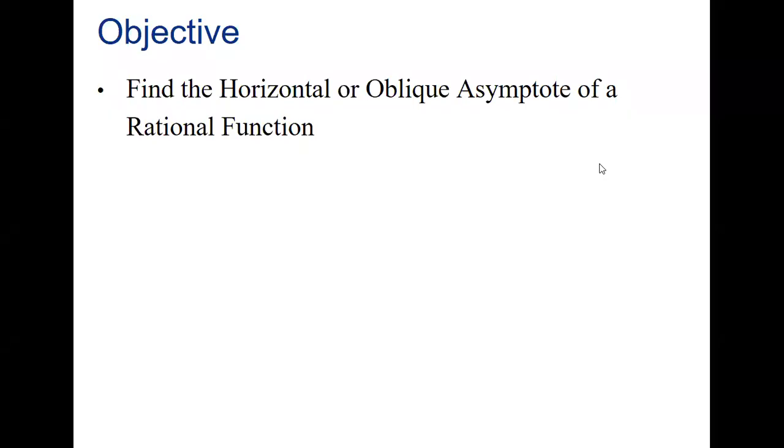All right. Finding the horizontal or oblique asymptote. You cannot have both in a rational function. You can have neither one or the other, but never both. Got it?